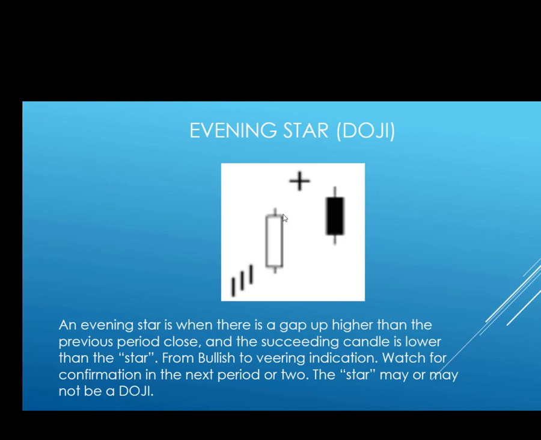The star may or may not be a doji, but it will be a shorter star and it will be above the previous day and the following day. So there's a little bit of a gap between those two areas.